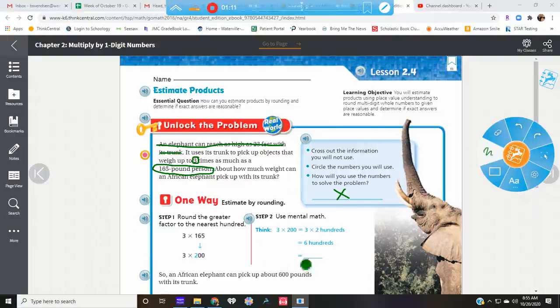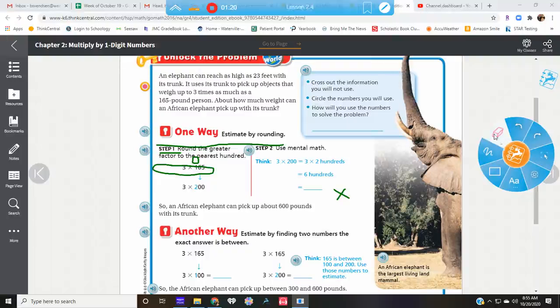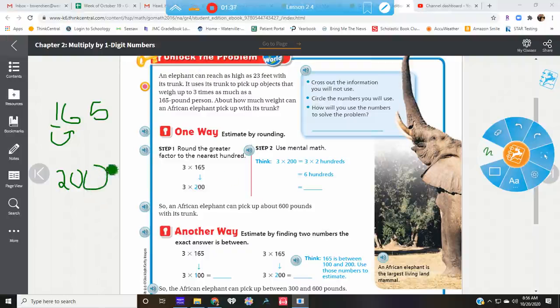All right. So let's look down here. We're going to round the greater factor to the nearest hundred. Okay? So if we do that, we're going to clear that off. We're going to look at 165. We're going to round it to the nearest hundred. I look at that 6. I know that that's going to make my 1 a 2. So we're going to go to 200. Yep, they've already done that for us. So instead of saying 3 times 165, we are going to say 3 times 200.